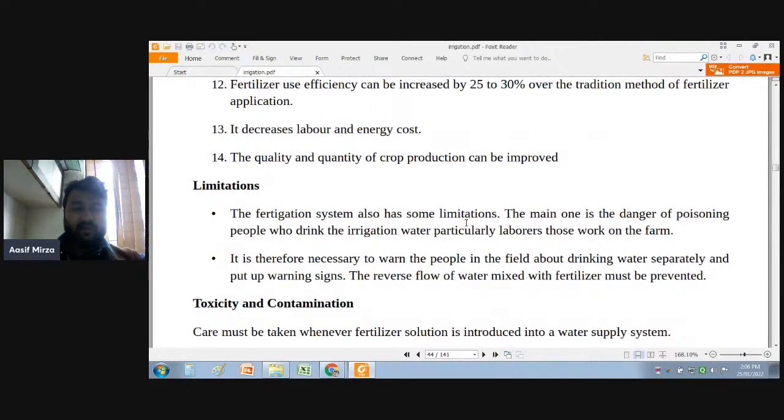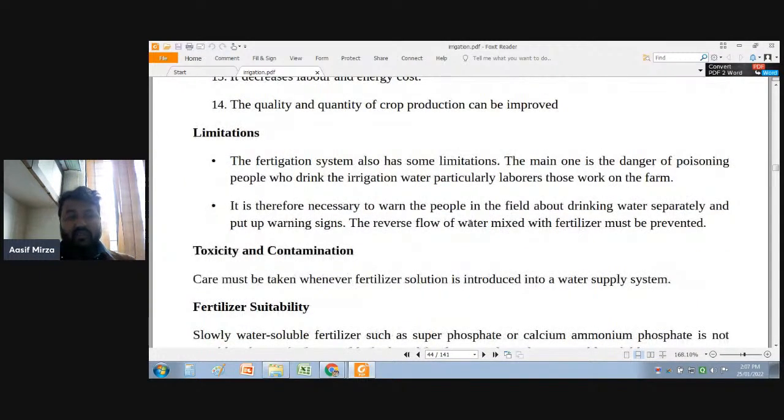Now, these are a few of the limitations of this method. The main one is the danger of poisoning people who drink the irrigation water, particularly laborers who work on the farm. It is therefore necessary to warn the people in the field against drinking the water and to put up warning signs. The reverse flow of water mixed with fertilizer must be prevented. Toxicity and contamination are concerns, so care must be taken whenever fertilizer solution is introduced into the water supply system.